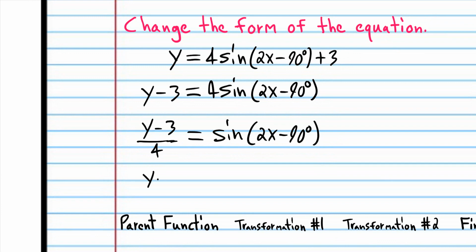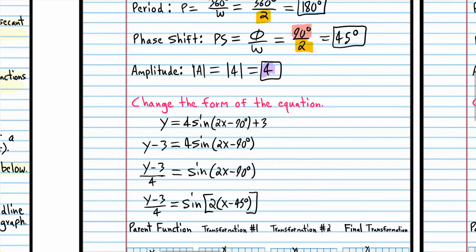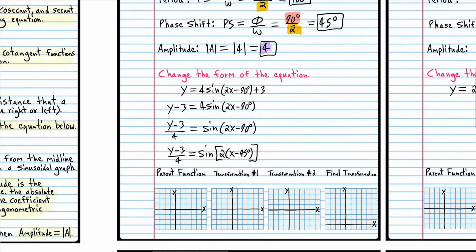So now we're going to factor the 2 out, and we get x minus 45 degrees. So we can see that the phase shift is 45 degrees because we're subtracting 45 from x.